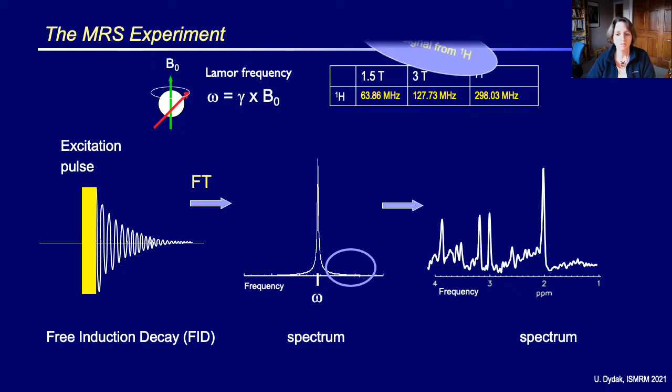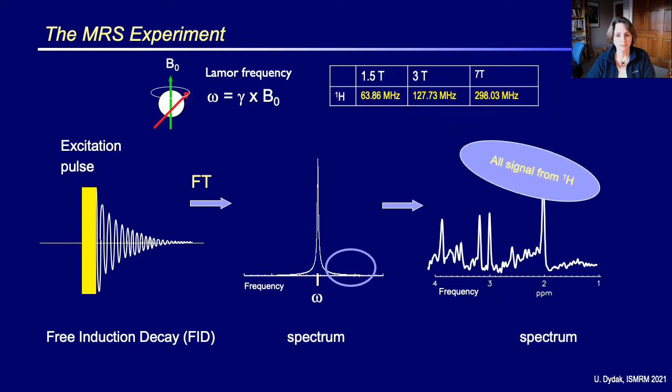Now, all of these peaks in this spectrum still stem from hydrogen nuclei, but I had just told you that the resonance frequency only depends on the gyromagnetic ratio and the field strength. The gyromagnetic ratio is the same for all of these peaks, so how is this possible?